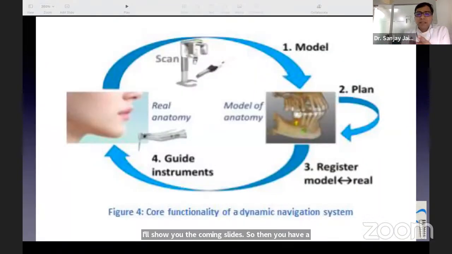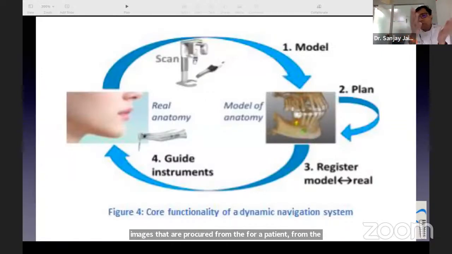So this is basically in brief to understand the core functionality of a dynamic navigation system. The basic ingredient, or the basic need for you to proceed before you actually plan anything, is the DICOM images. So that's the importance of radiology in today's dentistry. Especially, we are talking about CBCT images, the DICOM images that are procured from the patient, from the source.